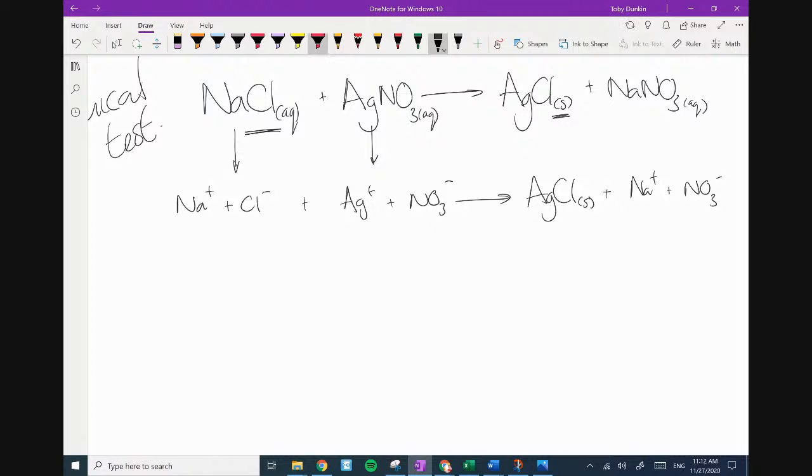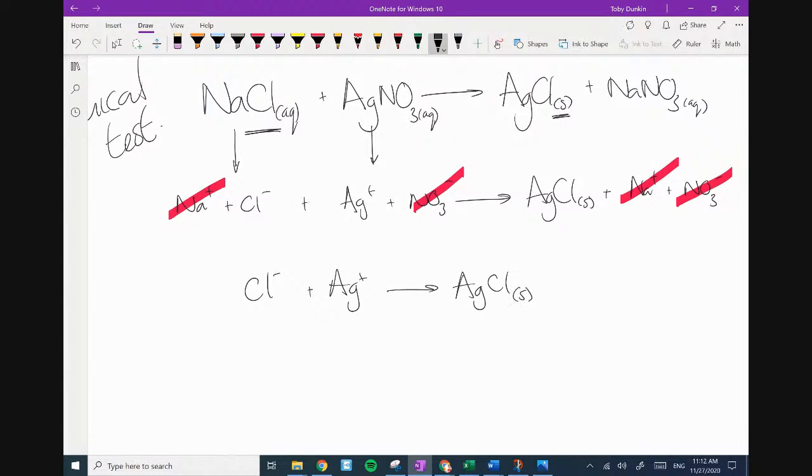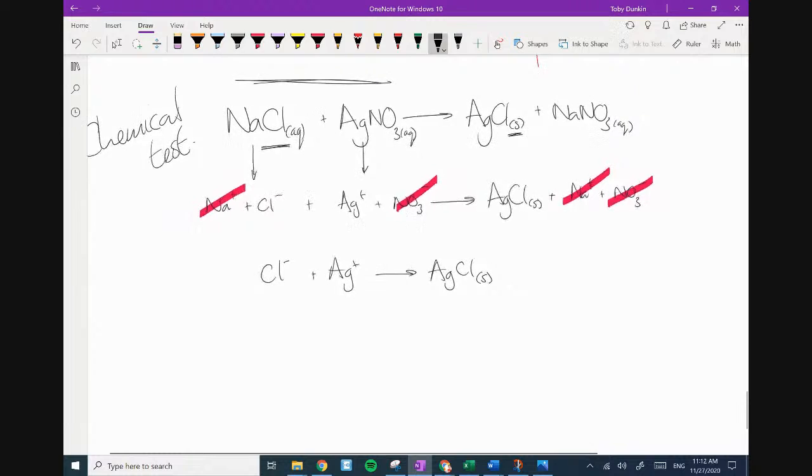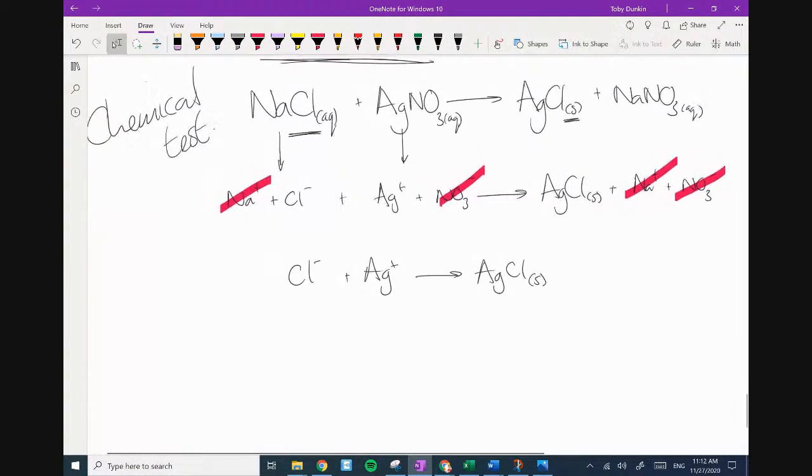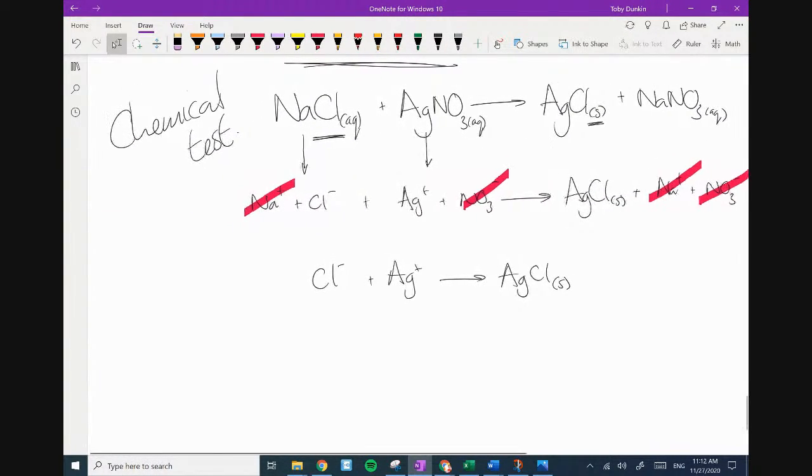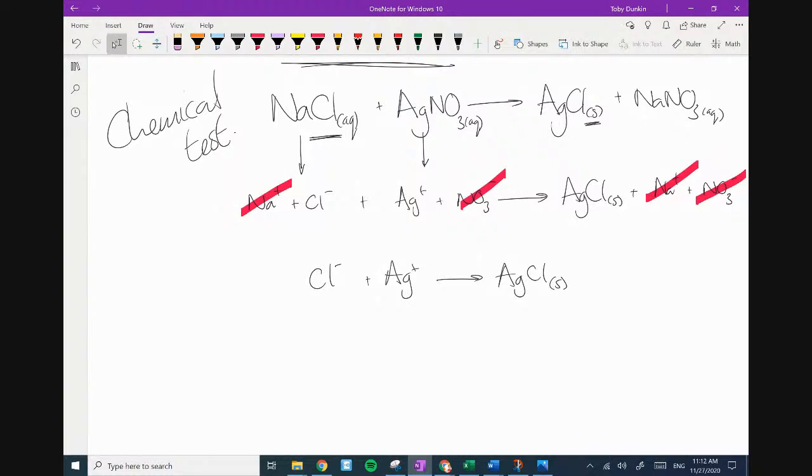And what you realize is the Na+ ions haven't changed. The Cl- has, but the nitrates haven't changed. The final equation: Cl- + Ag+ goes to AgCl, a white precipitate. So ionic equations are used when you're trying to show who is actually doing stuff.